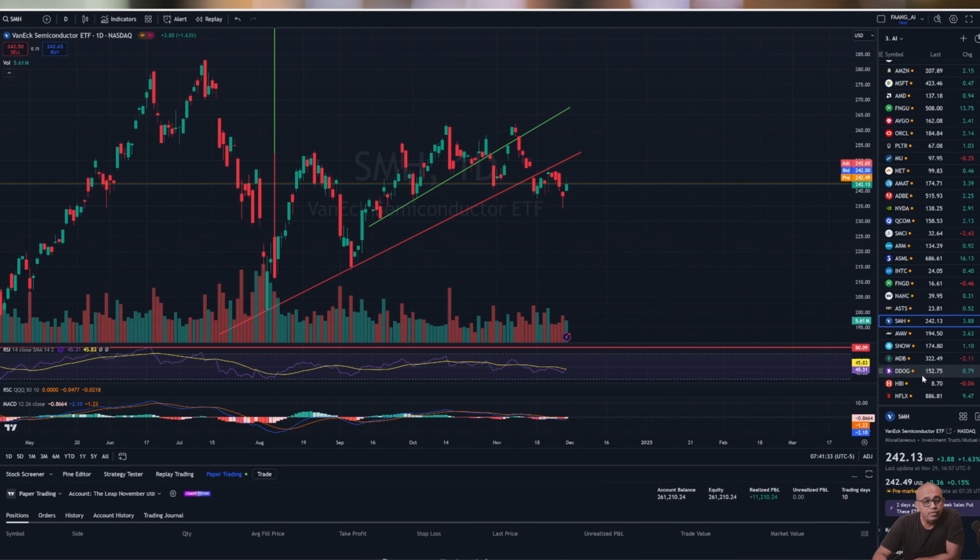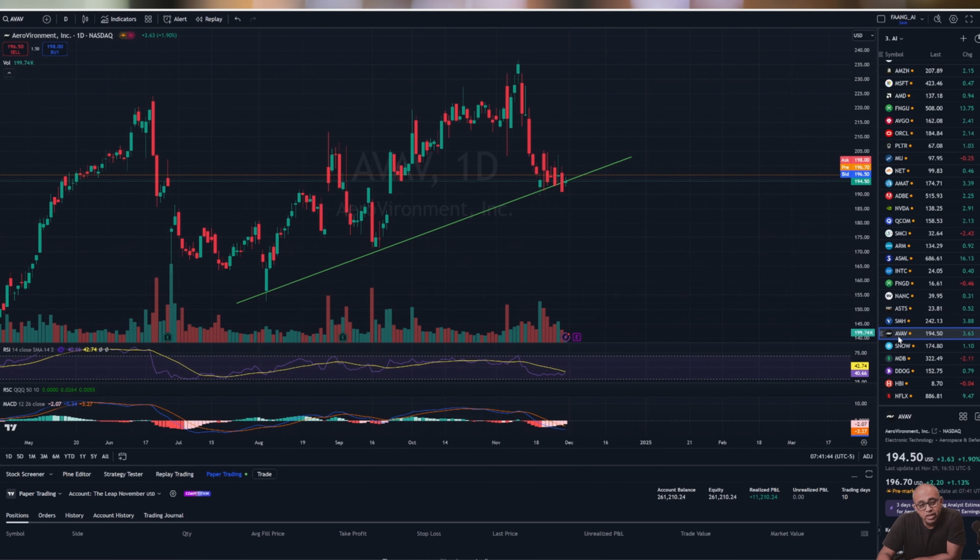Then we have a few other counters that I have here, which we generally don't talk about, but I would like to introduce you to one of the new tickers that I've been working on. It's called AVAV. AeroVironment. It's a smaller company. It's into defense production. I bought into it, and it's slightly positive in my portfolio. I'm watching this going forward.